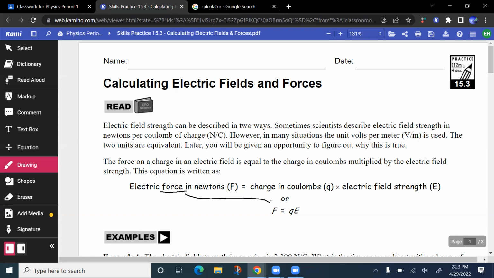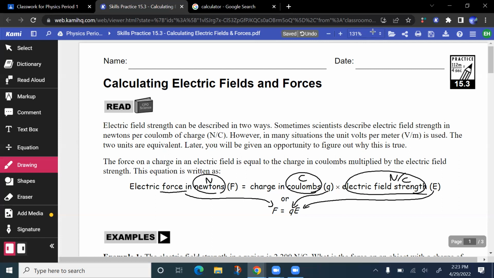Force is F, and we're given force if we're given newtons. Charge, Q, and we're given charge if we're given coulombs. And finally, electric field strength, E. Now, we know we're going to be given electric field strength if we're given newtons per coulomb. Okay, that is how we are going to tell the difference between them.